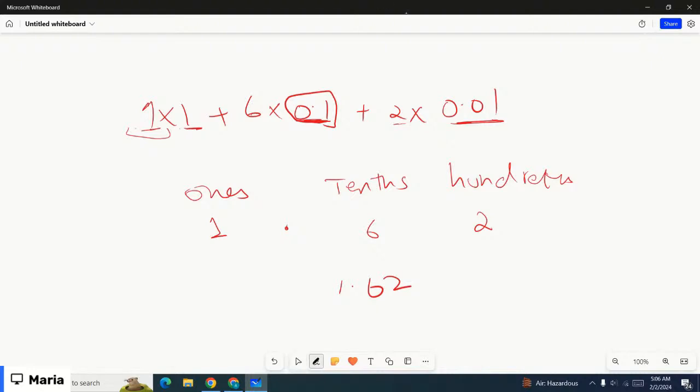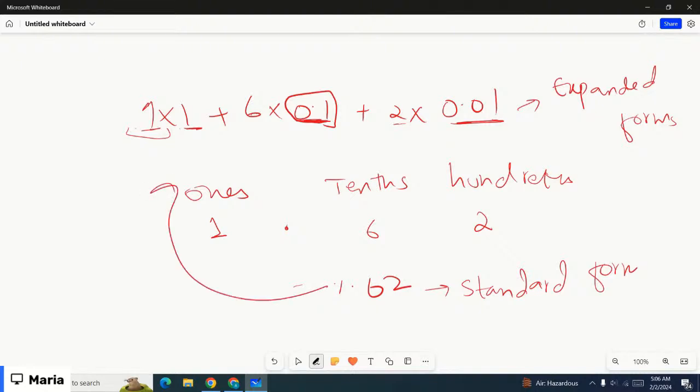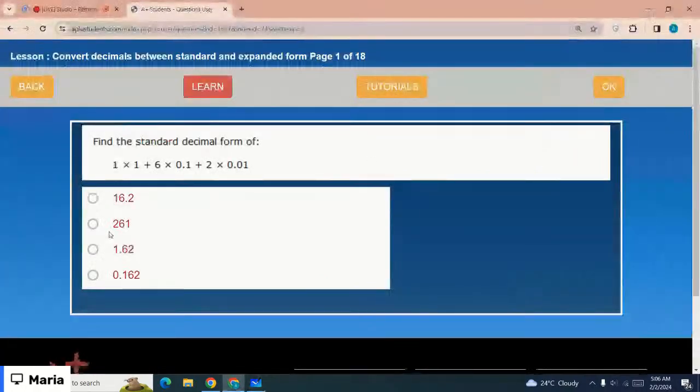But this is the expanded form of writing decimals, and this is the standard form. Got it? You can write from this form to this form and from this form to this form. Okay, for this one the correct option is 1.62, that is option number 3.